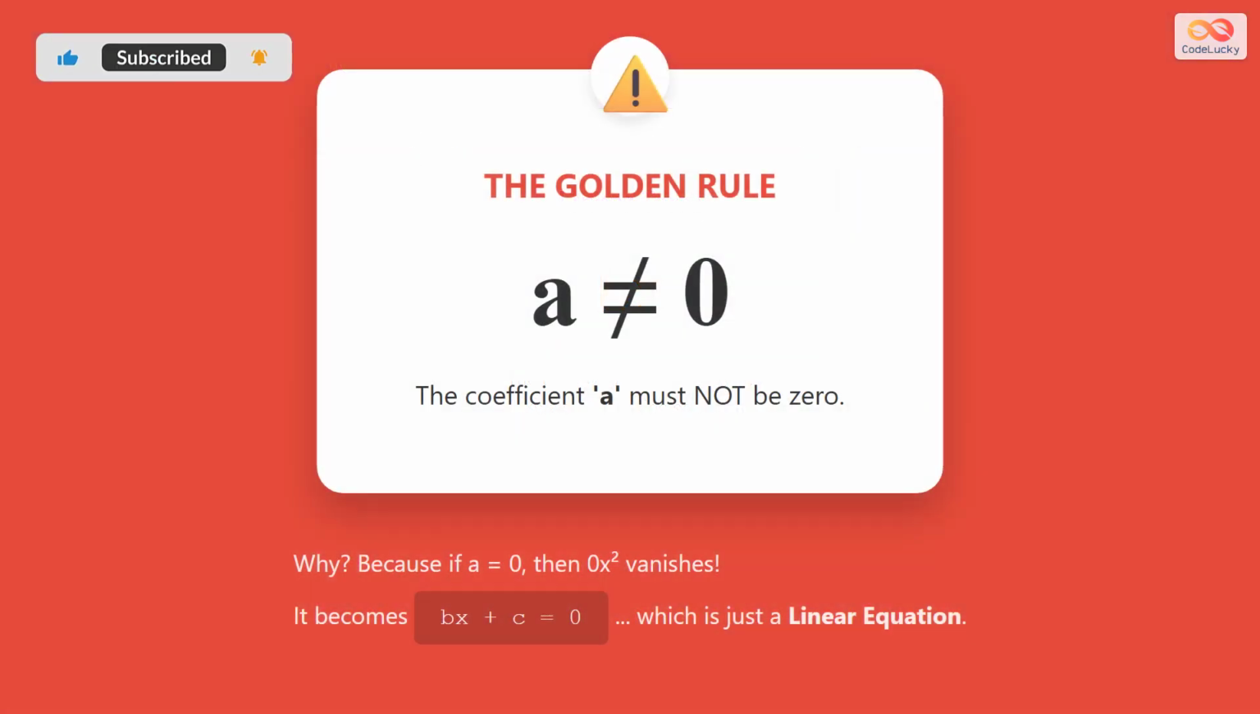There is one golden rule you must never forget. The coefficient a cannot be 0. Why? Because if a is 0, the x squared term disappears. Without x squared, the equation becomes linear, not quadratic.